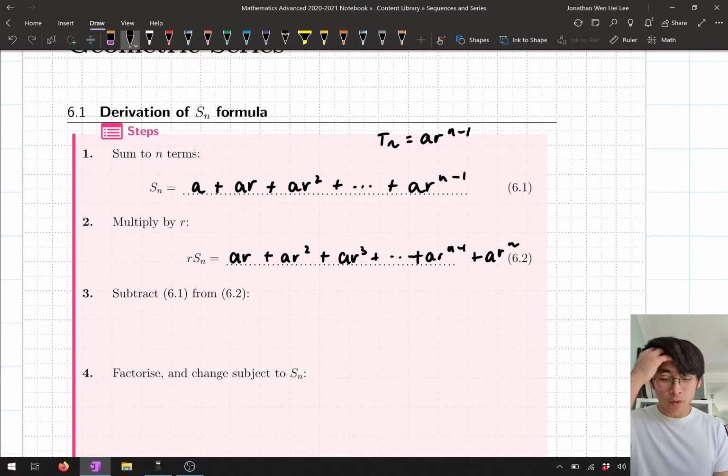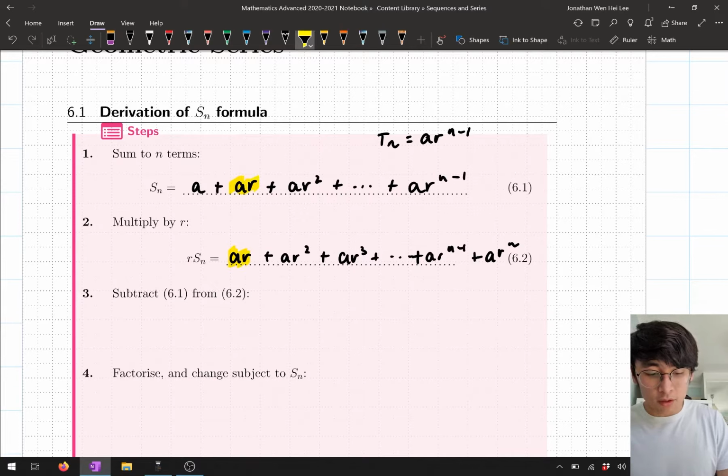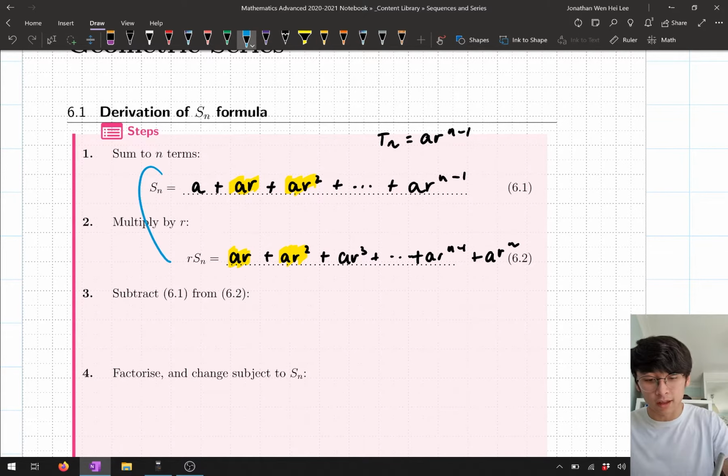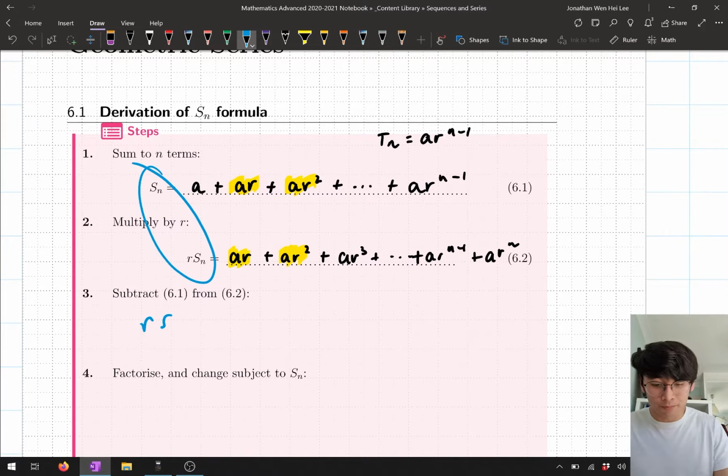Now if you have a look here, what do you notice? When we multiply by r, we end up getting just the same terms, but shifted one over. So what we can do is subtract the two formulas together: 6.2 minus 6.1. On my left-hand side, I'm going to get r times the partial sum minus the partial sum. And on the right, when we subtract the two, each one of these pairs is going to cancel each other out.